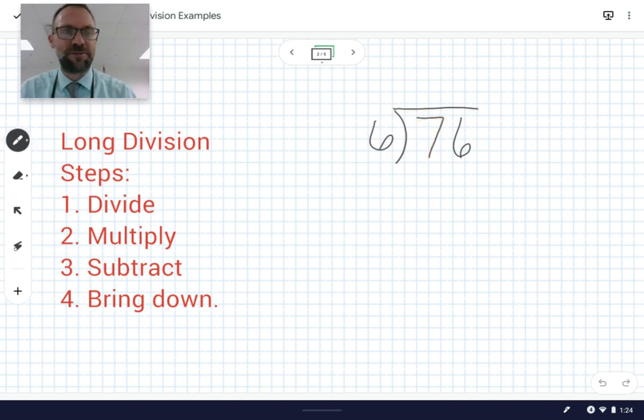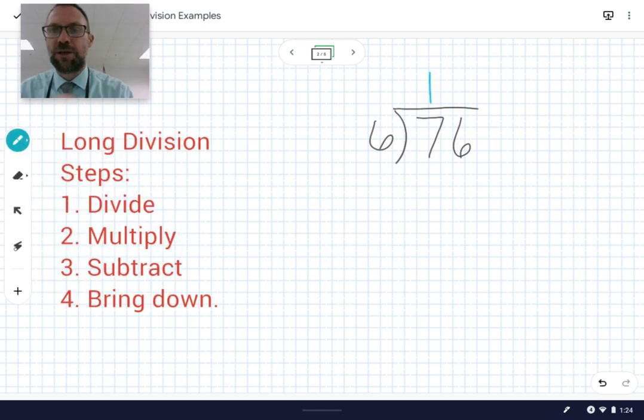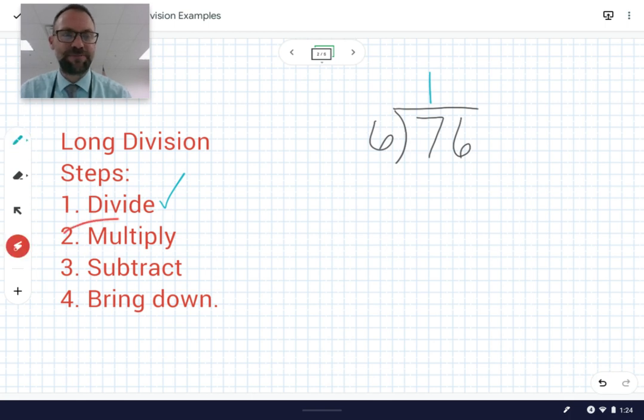Well, the answer is 1 group of 6. So we write the 1 over the number we just divided, which is 7. All right, that's the division step. Done. Now we need to multiply.